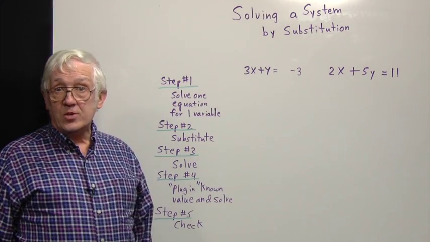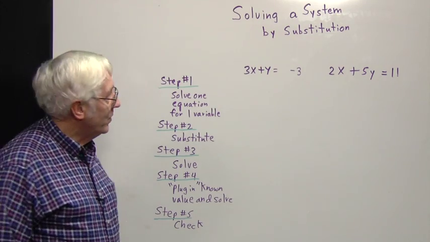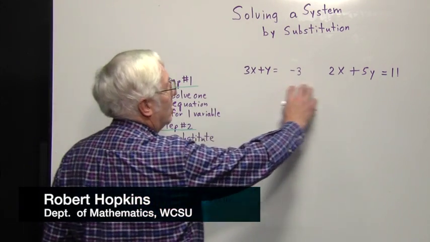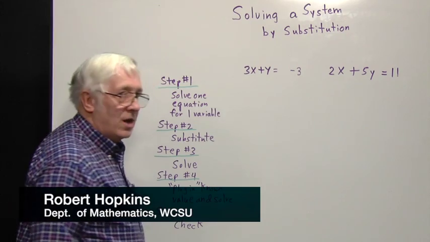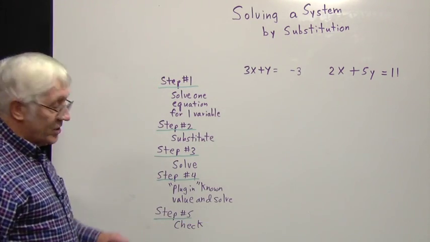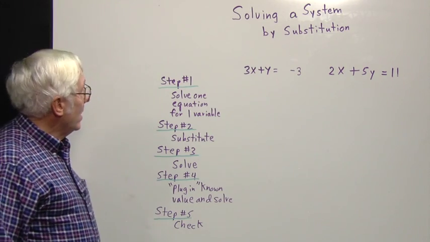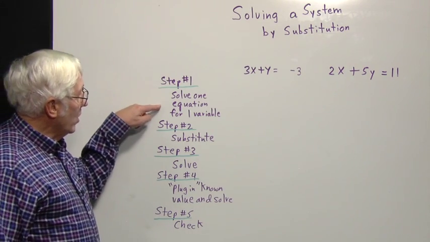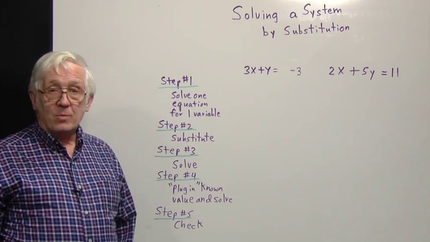Solve a system of equations by substitution method. Here we have two linear equations in x and y, and we're going to solve it using the 5 steps listed in your text. First step is to solve one equation for one variable.